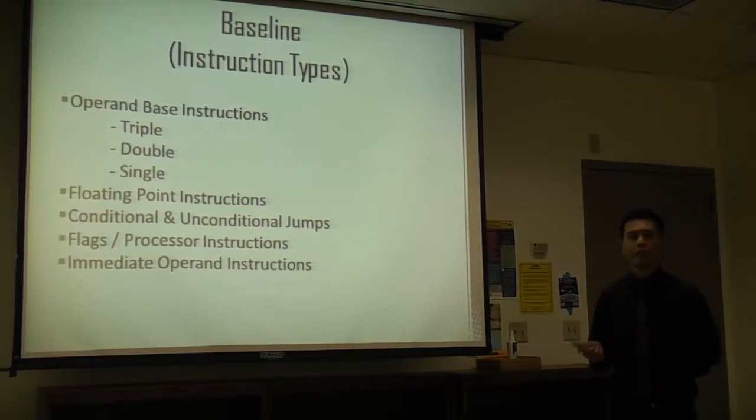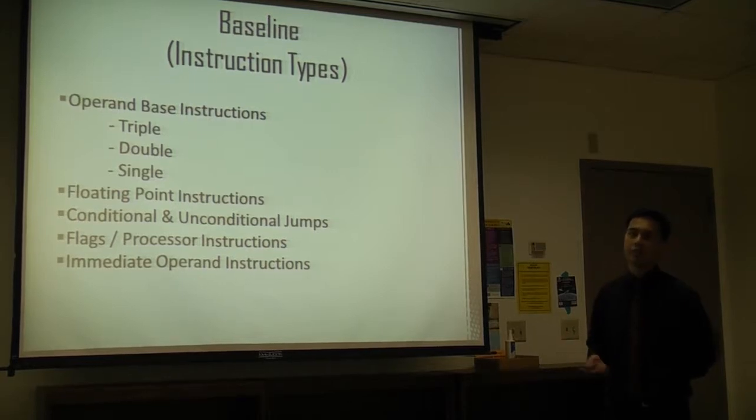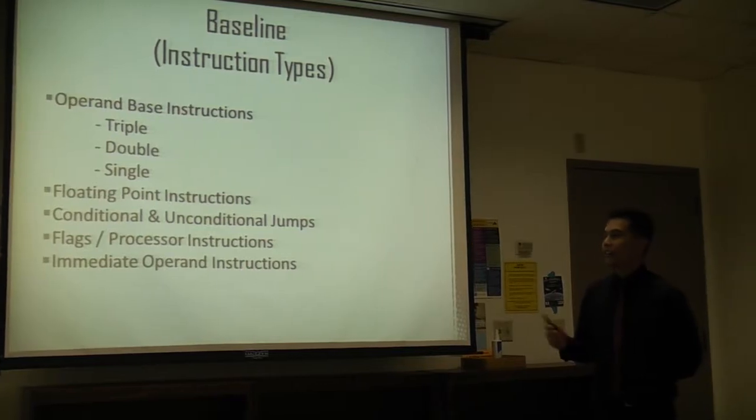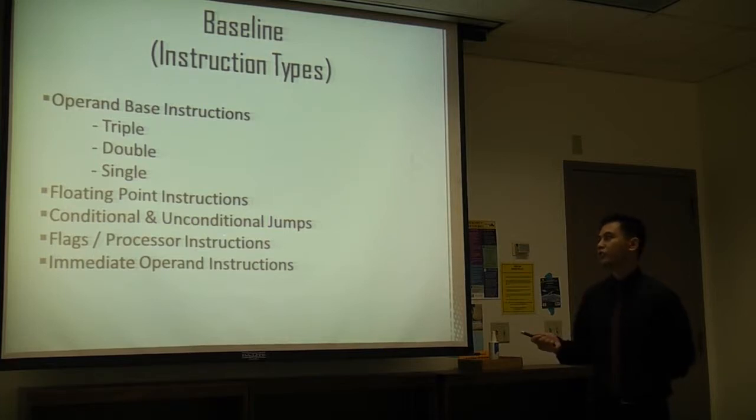Alright, for our instruction types, we have operand-based instructions: triple, double, and single. Triple includes addition, subtraction, divide, multiply, and so on. For the double, we have copy, exchange, store, load, and so on. And for the single, we have increment, decrement, shift right, shift left. For the floating point instructions, we have floating point add, divide, subtract. For the conditional jumps, we have jump and carry, jump not carry, jump overflow, or jump not overflow. And for the unconditional jumps, we have just jump. And then for the flag processor instructions, we have set carry, clear carry, set parity.